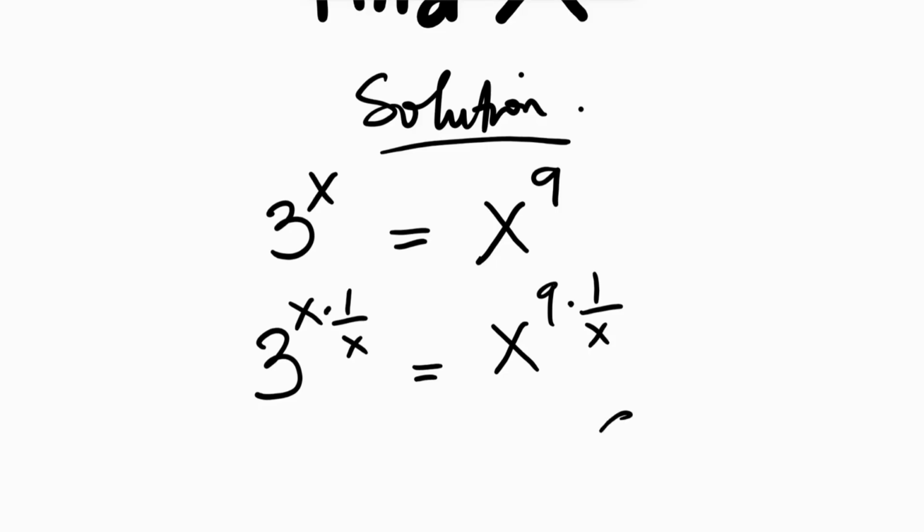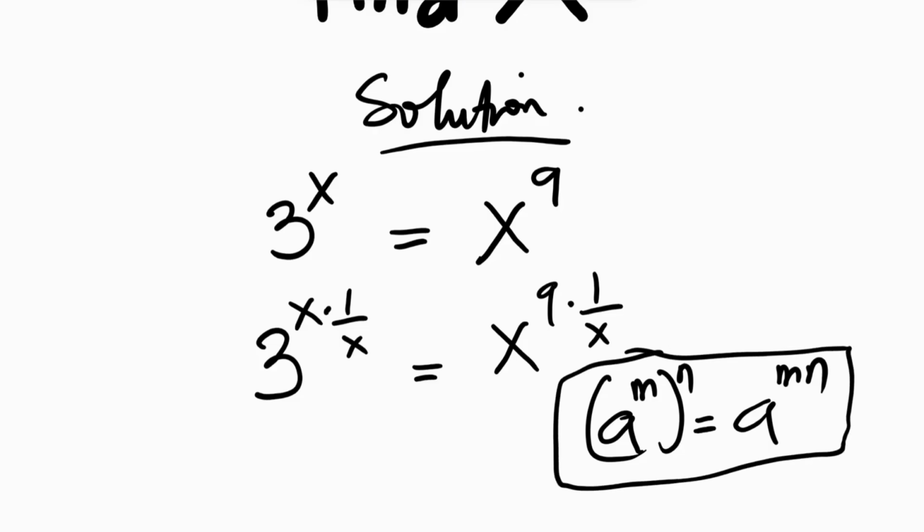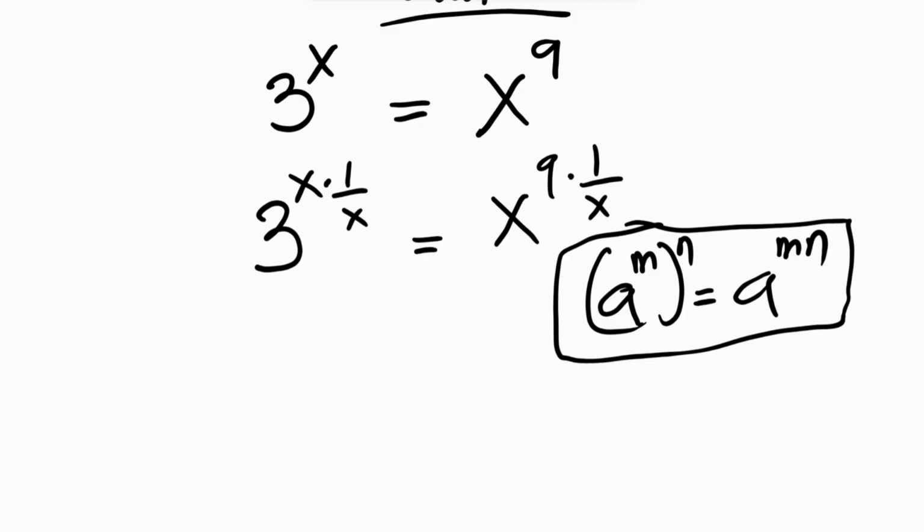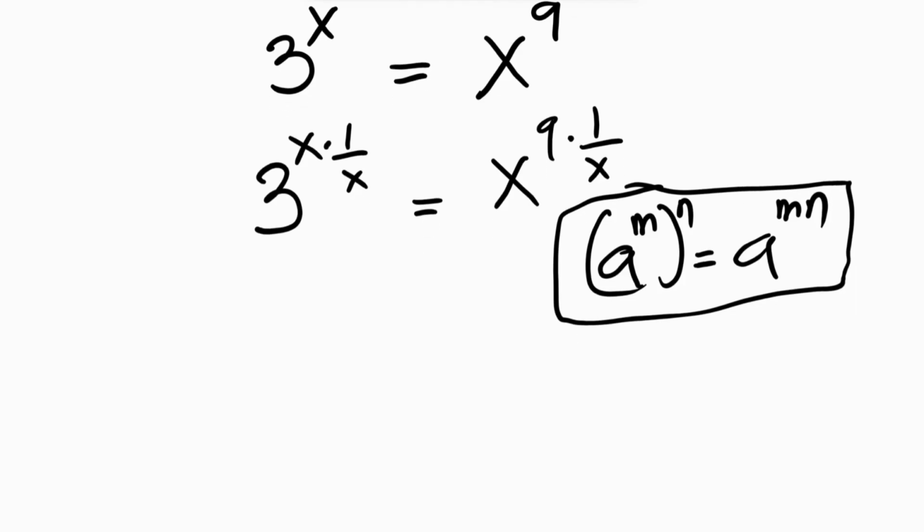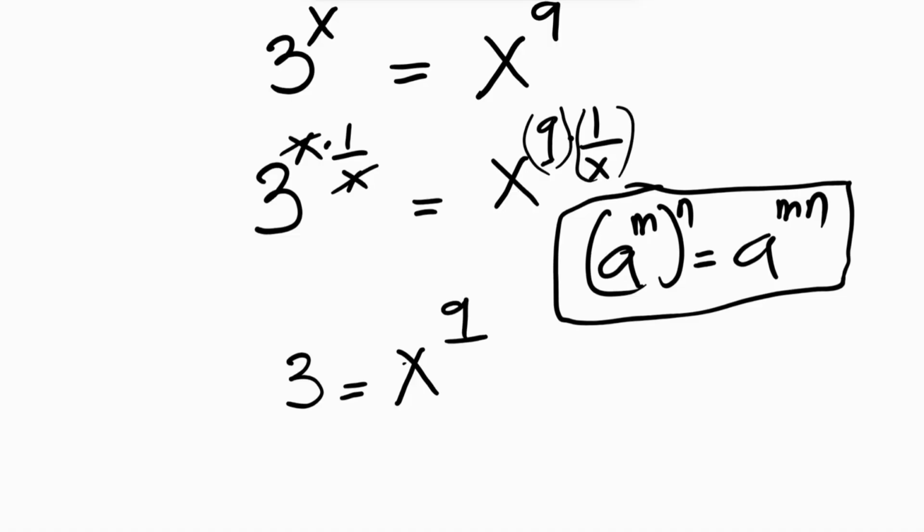We know that a raised to power m n is equal to a raised to power mn. This we're going to be using as we solve along. So the x's cancel out, and so we have 3 equals x raised to power 9 times 1 over x, which will give us 9 over x.